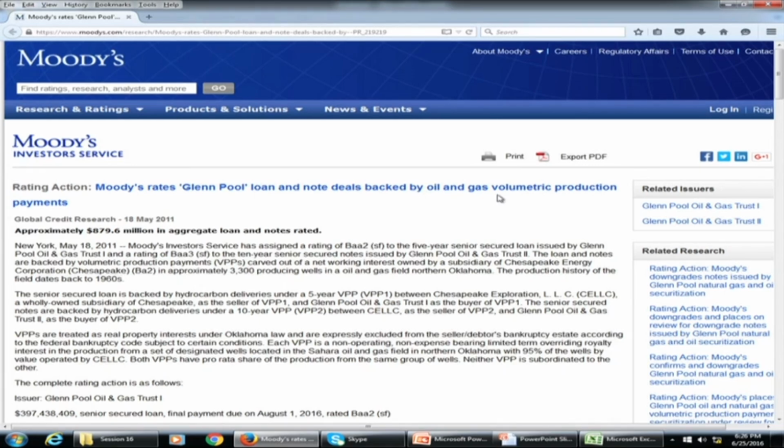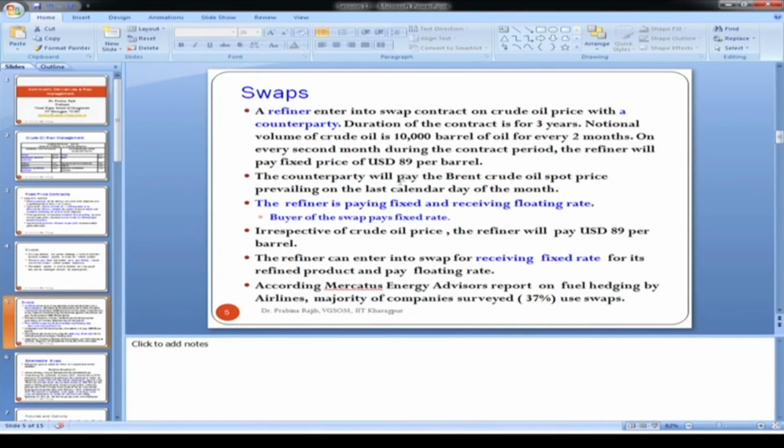So I don't want to go through this detail at this point of time. You do read this one, and it's a very interesting way the whole VPP contract was signed and managed by both companies, that is CEC and Barclays Capital.